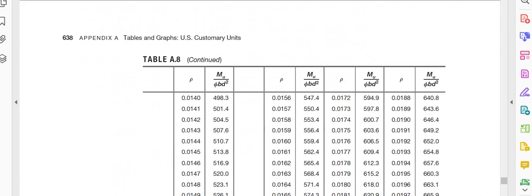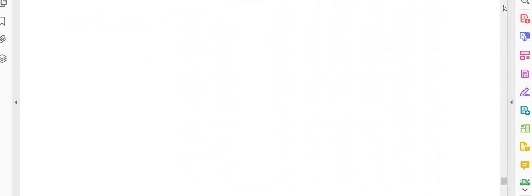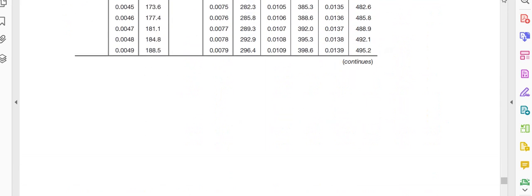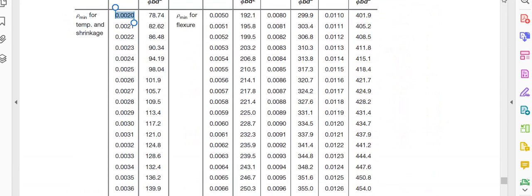Say minimum for flexure is 0.005, minimum for temperature is 0.002. So if you design for beam, you must provide this amount of reinforcement. For slab, you must provide this amount of reinforcement. Even for temperature, you can never provide reinforcement less than the temperature. Temperature is the minimum you must provide, but that will not take any load. To take any load or flexural, you must provide this.